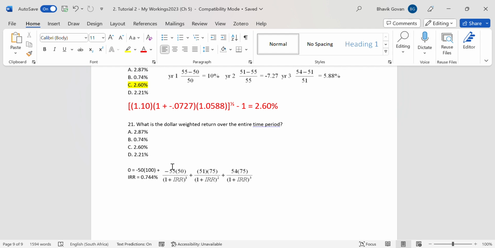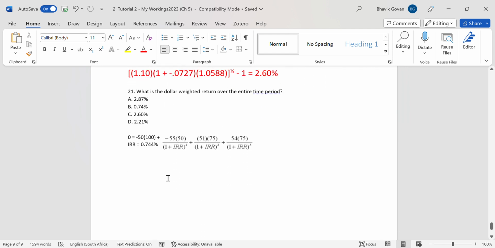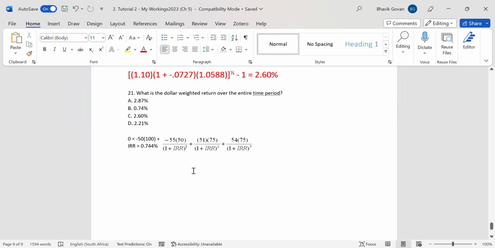So you'll say minus 50 times 100 in cash flow in year 1, minus 55 times 50 in cash flow in period 2, minus 51 times 75 in cash flow in period 3, and then 54 times 75 in period 4. And you basically solve for IRR and you'll get 0.744%. So that's basically the answer. Yeah, and that's tutorial 2.